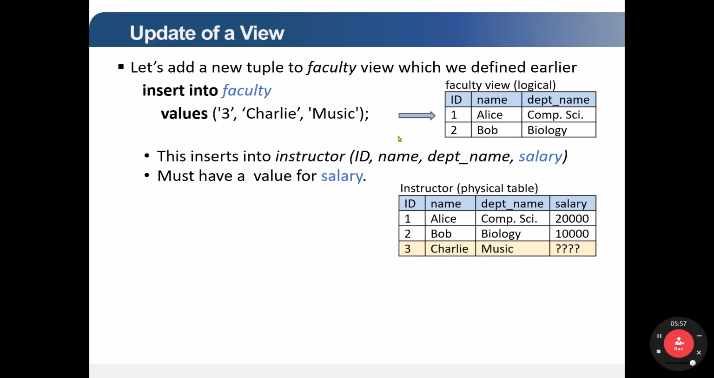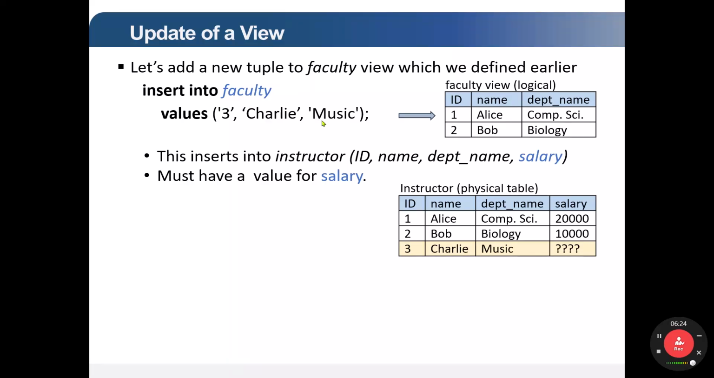Next, this view name can be used in an insert query. When you insert these three data into the faculty view, 3 will be stored in the ID column, Charlie will be stored in the name column, and music will be stored in the department column. But as I said, this faculty view is a logical concept. It is not an actual table.